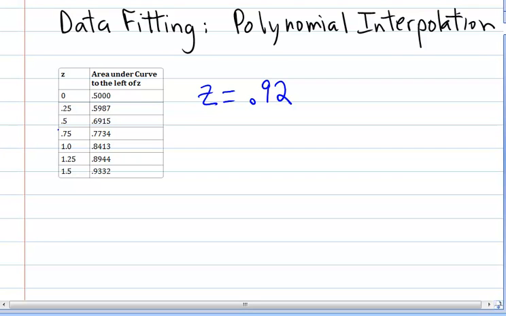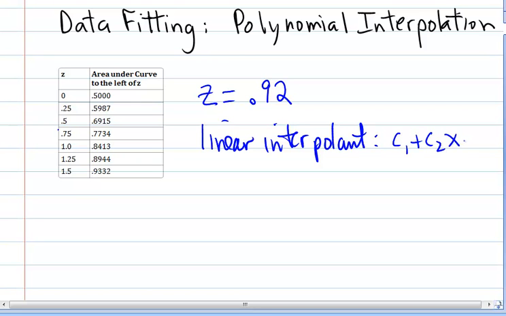The first one is a linear interpolant, and that is a model that looks like this: c1 plus c2x equals y. We're changing our notation from mx plus b to this. Our coefficients c1 and c2 are what we have to find. They are still the y-intercept and the slope, but we're using this notation and the method that will generalize to higher degree polynomials.